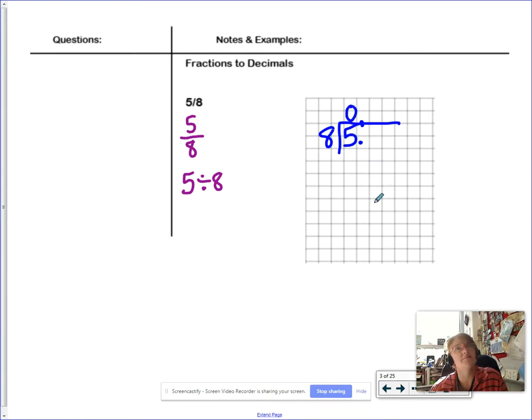Put a 0 there. Can 8 go into 50? I'm going to have to keep adding zeros here until I either get a repeating pattern or it terminates and stops. So 8 can go in there 6 times. That's 48. 50 minus 48 is 2. 2 is smaller than 8. Okay, this is a remainder.